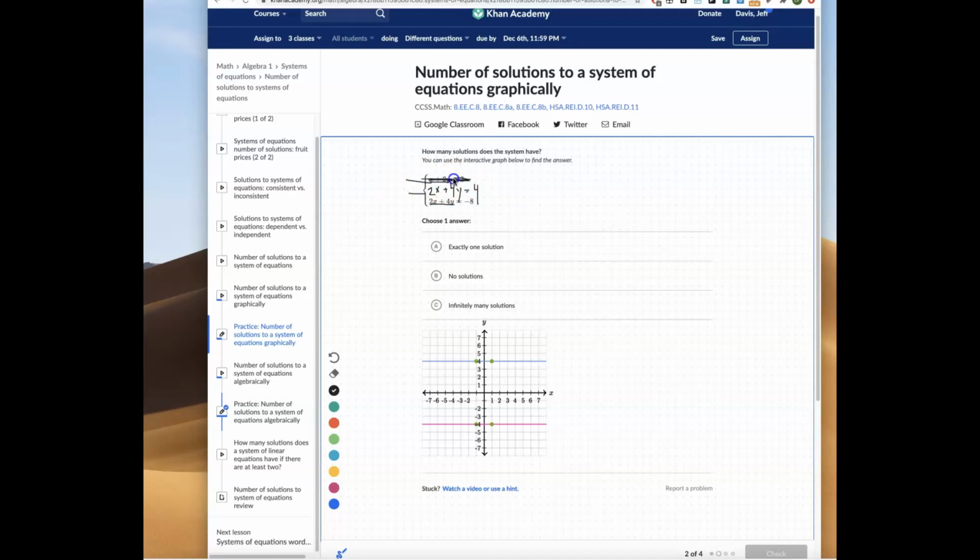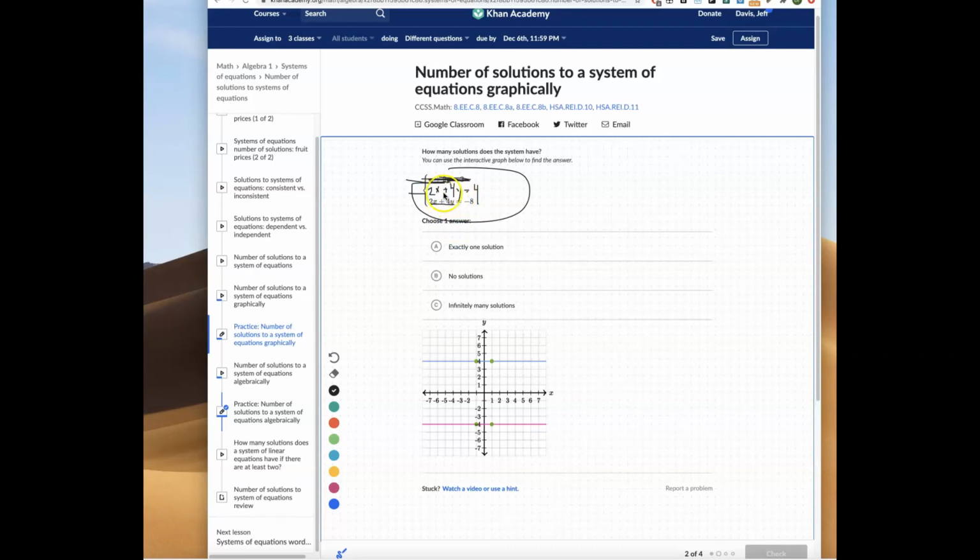So I can cross this one off. I don't need it anymore. Well, now look what we have left. If 2x plus 4y equals 4, it can't be true that 2x plus 4y also equals negative 8. 2x plus 4y is what it is. You can't have it equal to two different things. So this is impossible, and it's no solution.